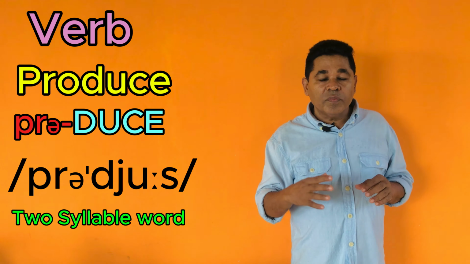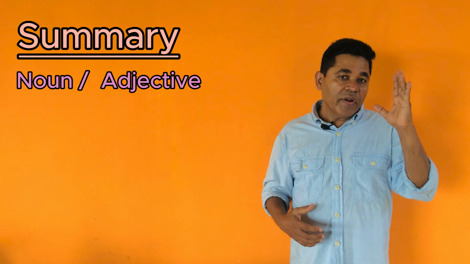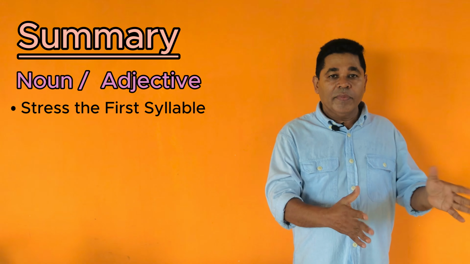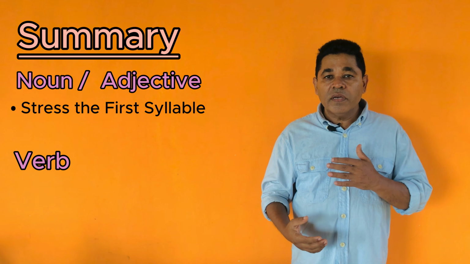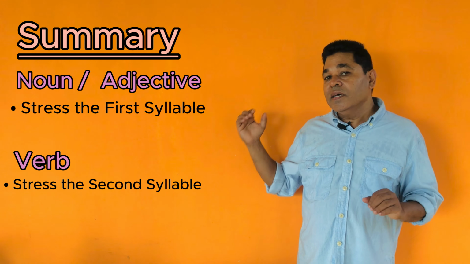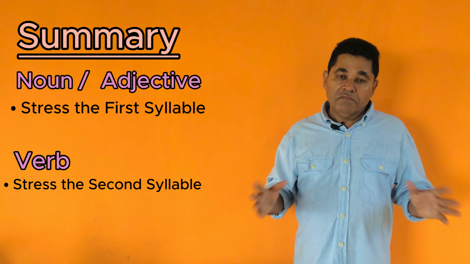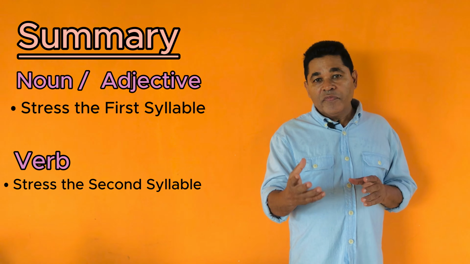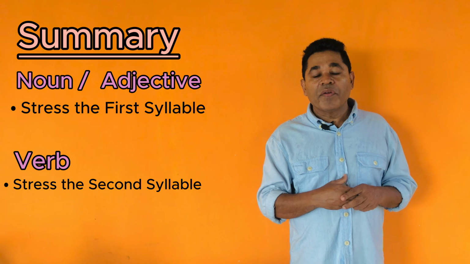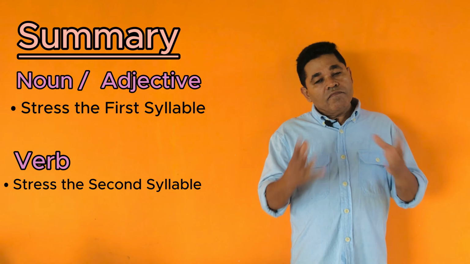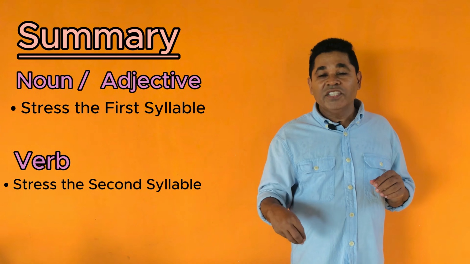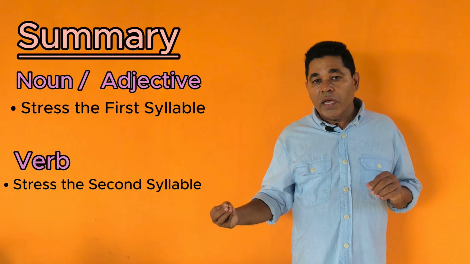I know this may sound a little complicated, but if you get the hang of it, it's easy. For a noun or an adjective, we'll have to stress the first syllable. If you see a verb, we'll have to stress the second syllable. That's it. Now you can check yourself how well you did in your recording. I hope you understood the basics of the pronunciation of nouns and verbs.